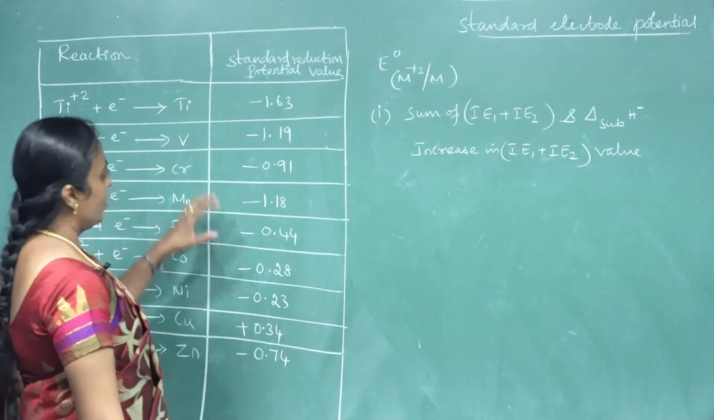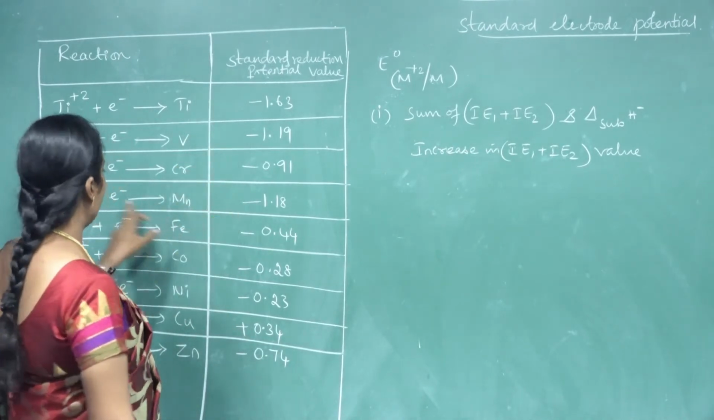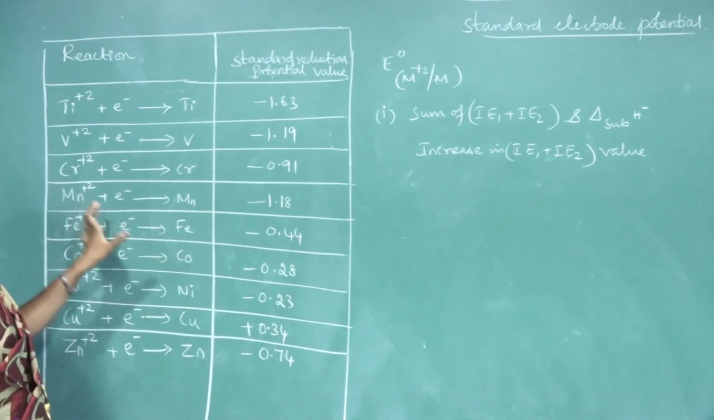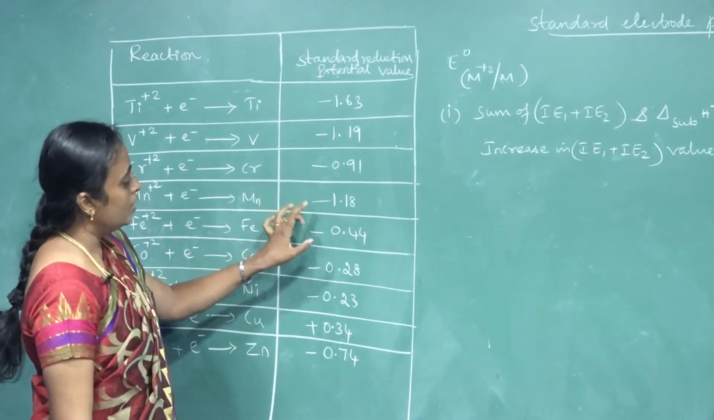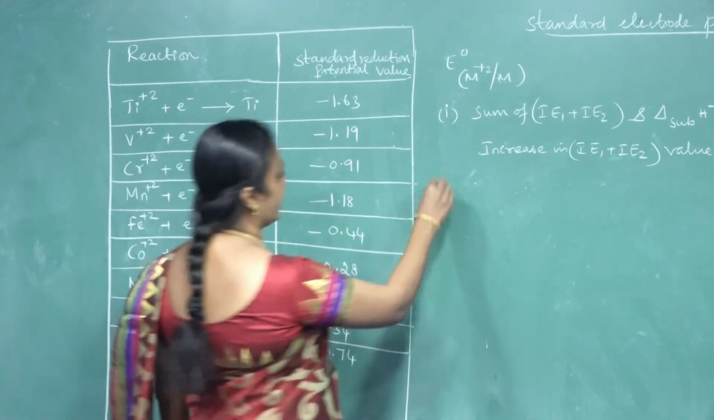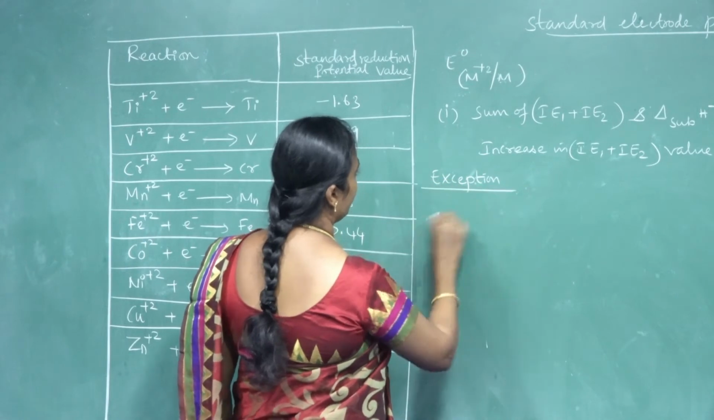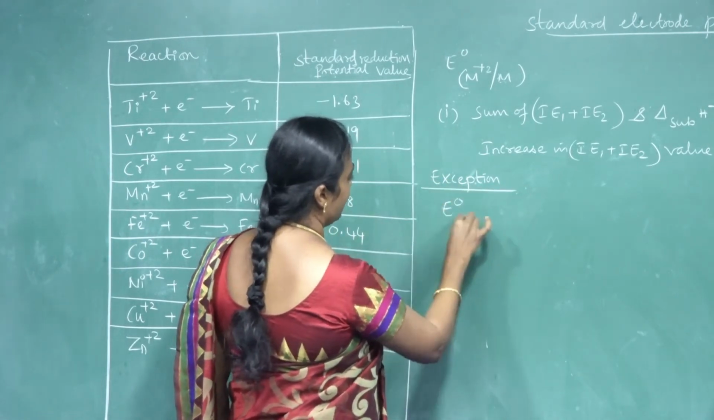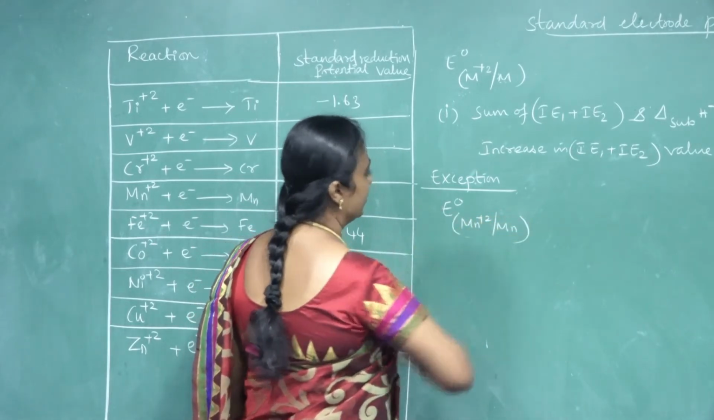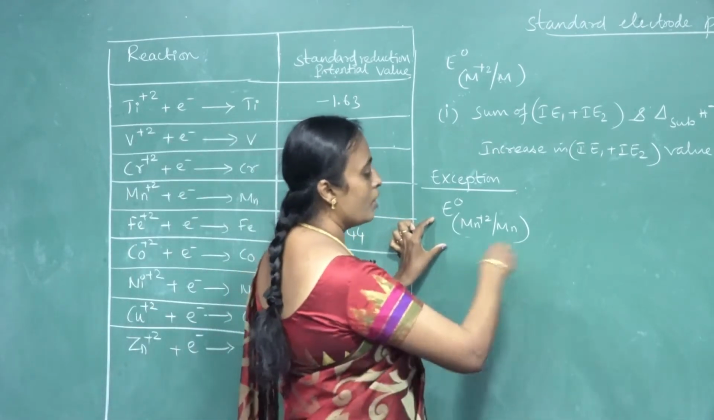Next, as we move down, take manganese. Usually we expect a less negative value, but we get minus 1.18. This is the exception. What is the reason for this exceptional behavior, the more negative standard electrode potential of Mn plus 2 to Mn?